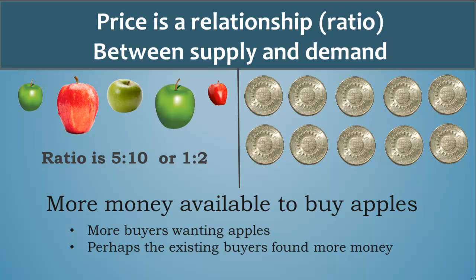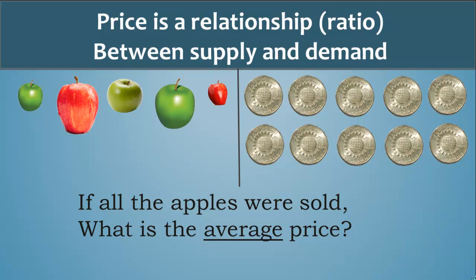Can you tell? It could be expressed like this, 5-to-10. Or by dividing these two numbers by a common denominator, the number 5, then the ratio is 1-to-2. That is, I can buy 1 apple for $2. If all the apples were sold for $10, then the average price is going to be $2 for each apple. Compared to the first example of a 1-to-1 ratio with apples and dollars, this means the price now has doubled. The new price is $2 an apple.